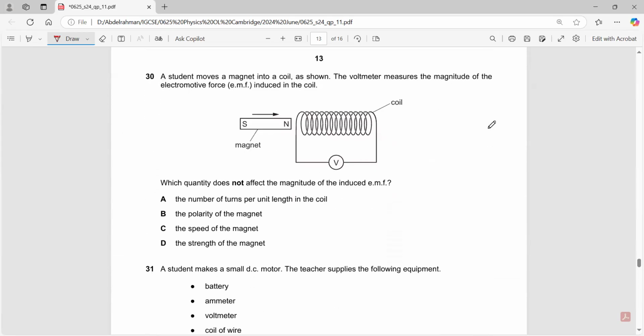A student moves a magnet into a coil. The voltmeter measures the magnitude of the electromotive force. Which quantity does not affect the magnitude? So the number of turns, yes, it would affect it. The polarity of the magnet, does it affect the magnitude? No, it does not affect the magnitude. It only affects the direction of the current in the wire.